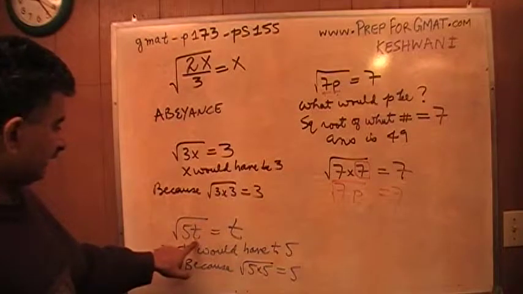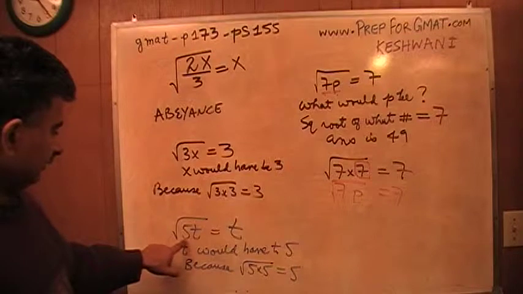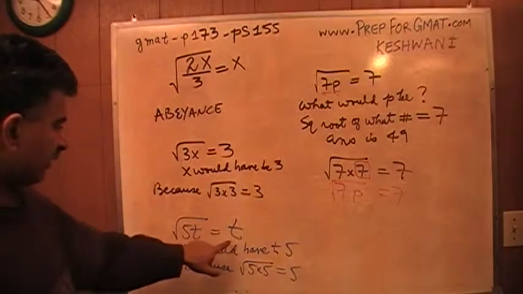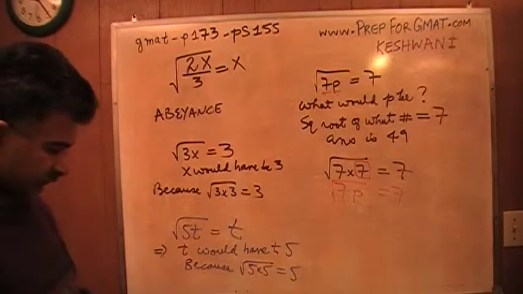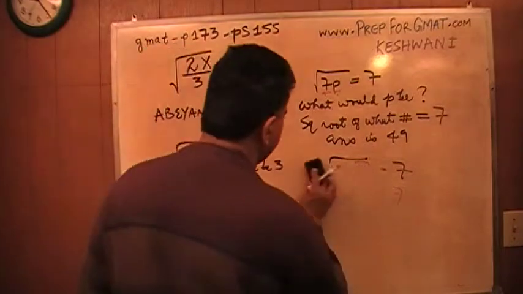The only number that this t can multiply, since this is 5, the only number that this t can be is 5, because 5 times 5 is going to get us back to 5. Let's do one more. I'm going to erase this part now because I need the room.